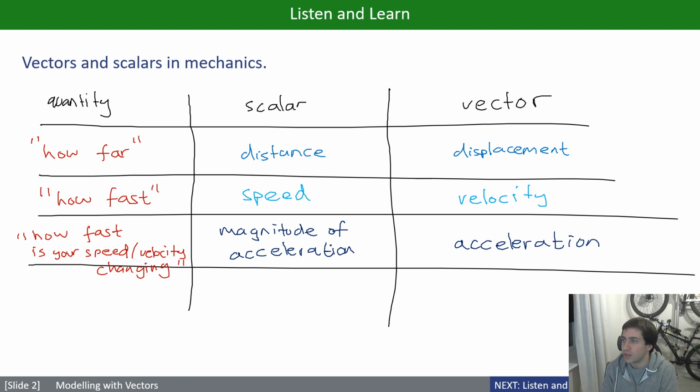I'm conscious I've probably spelt acceleration wrong. Okay, Google tells me I haven't. That's fine. Cool. So that's it.